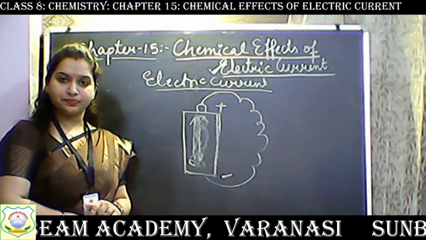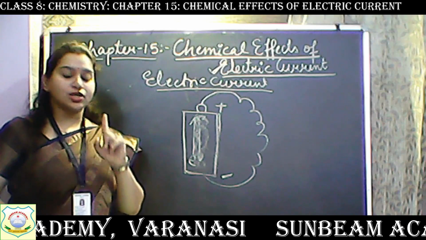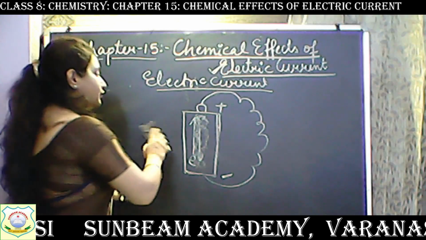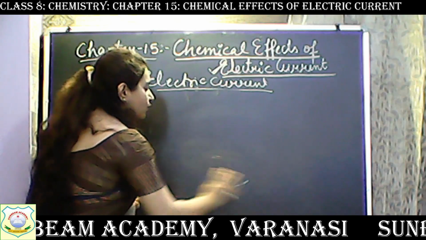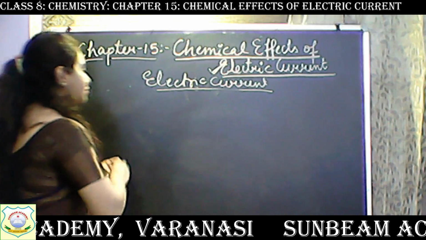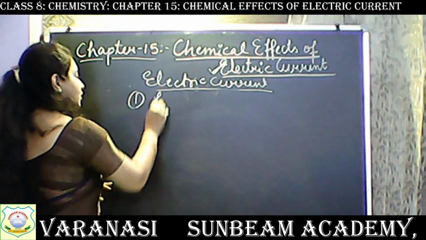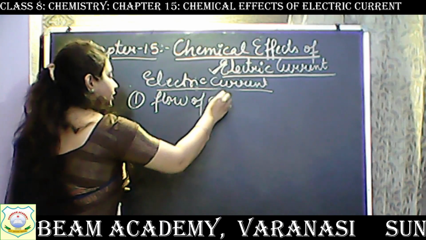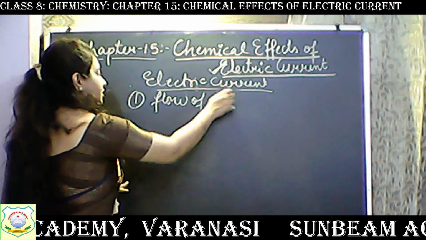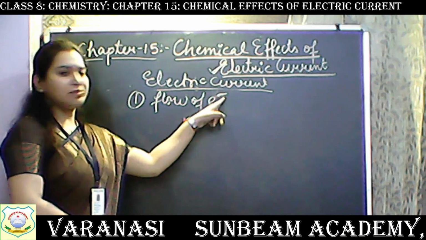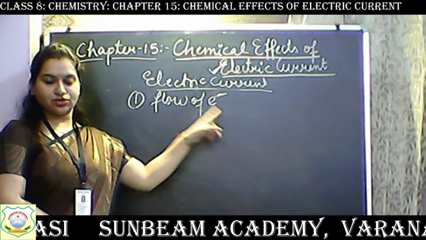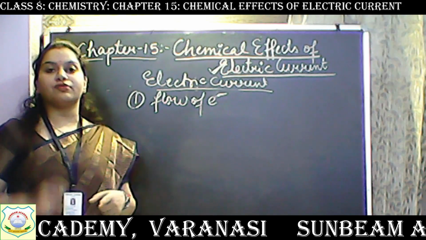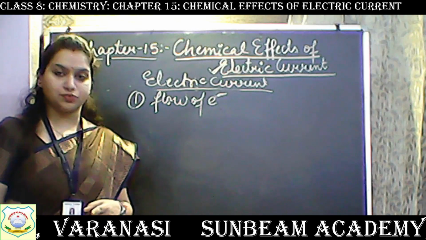Getting it? Alright. So the first very important thing for an electric current to flow is the flow of electron. This is the representation of electron. So E minus is a representation of electron. So the first very important thing is, there has to be a flow of electron for current to be produced.